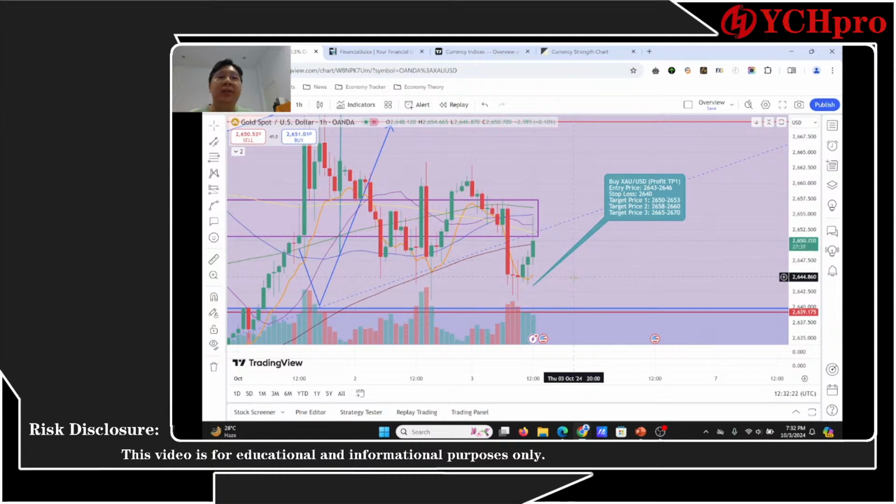Okay, so for your information, I have been recommending this signal at around 2643, guys. That's why we could have been taking profits at this first price target.